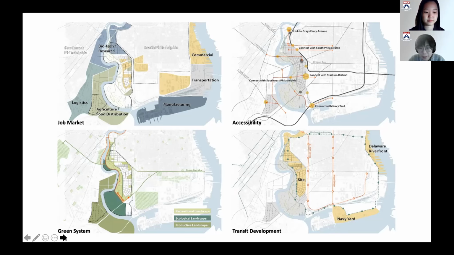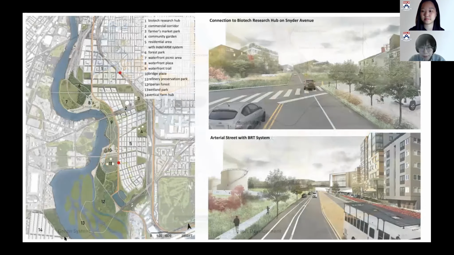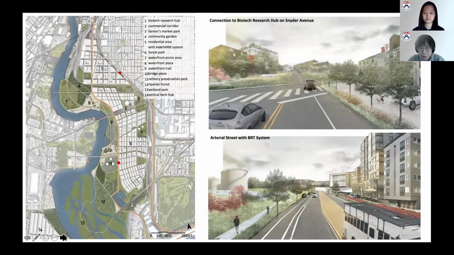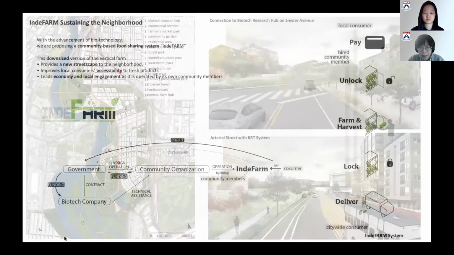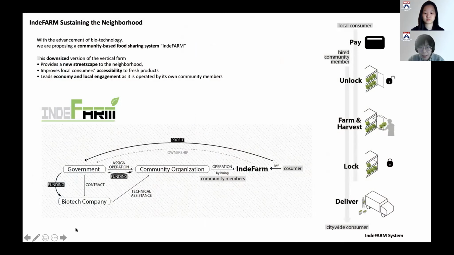The BioHub takes position in the north of the site and expands the space of existing industrial buildings. Arterial streets with BRT systems are developed to enhance the accessibility to the commercial corridors and the community. Next. And the waterfront park would complete the green corridor along the rivers, solve the lack of accessibility and recreation opportunities to the waterfront, and mitigate flooding risk.